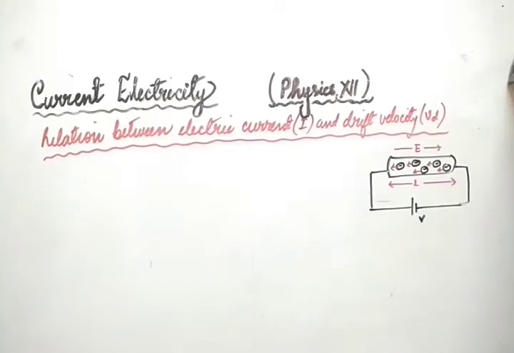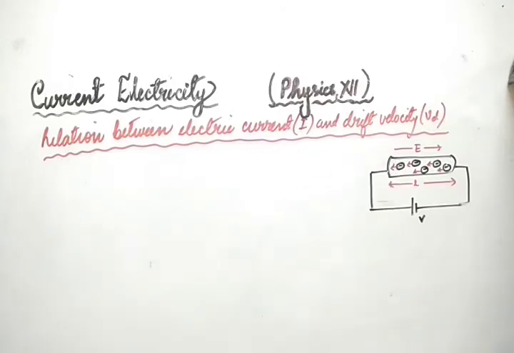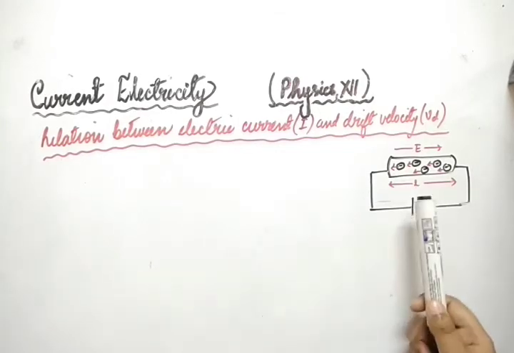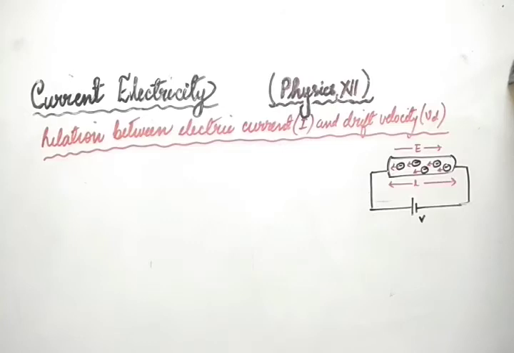Hi everyone. In this video, I am going to discuss the relation between electric current and drift velocity. In our previous video, we learned about what drift velocity is. It is the velocity attained by the electrons when an external electric field is applied to the conductor.